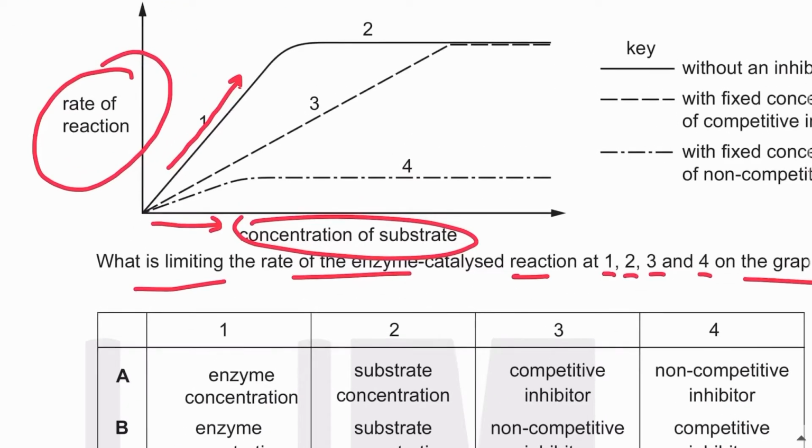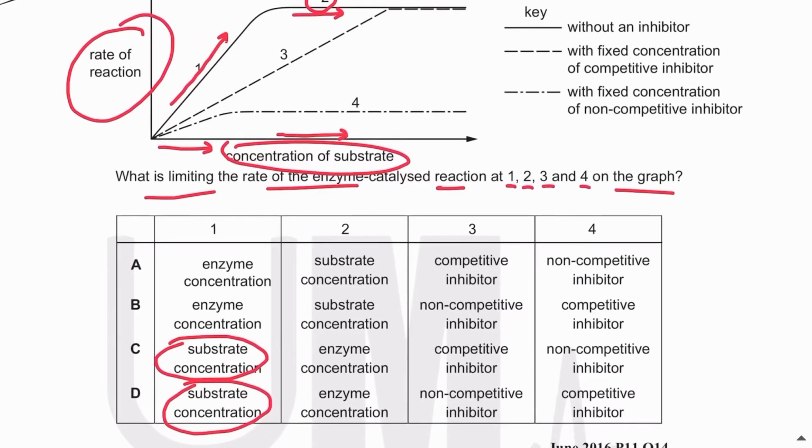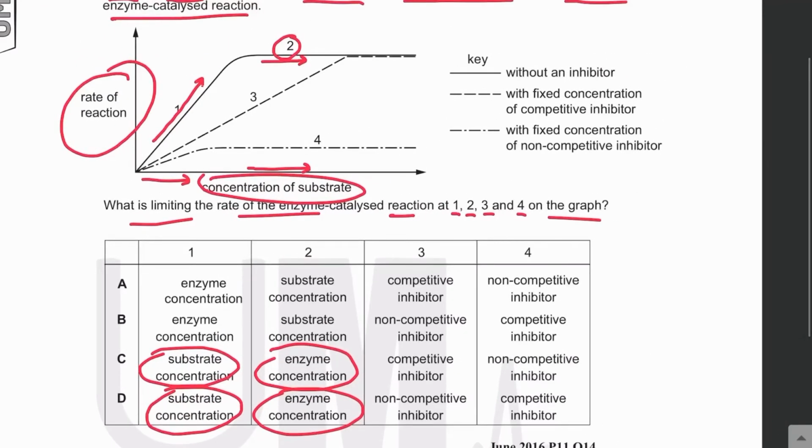If we talk about 2, so guys, at 2, when we are increasing the substrate concentration, there is no change in the rate of reaction. It means that substrate is in excess and enzyme concentration is limiting. So guys, at 2, enzyme concentration is limiting the rate.